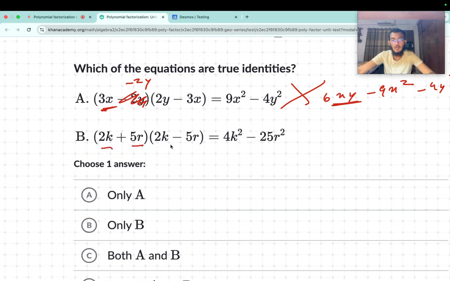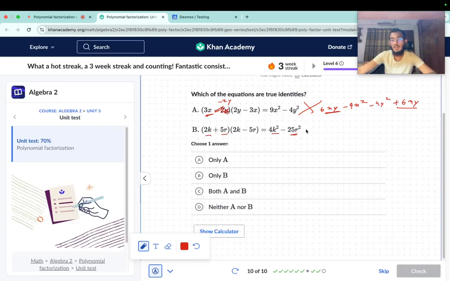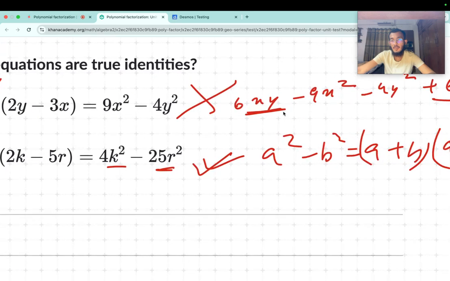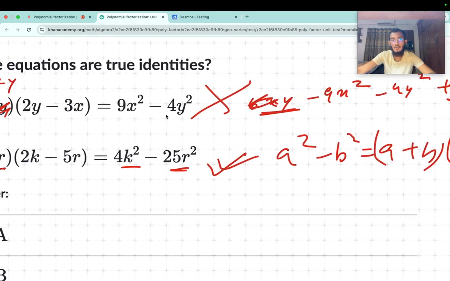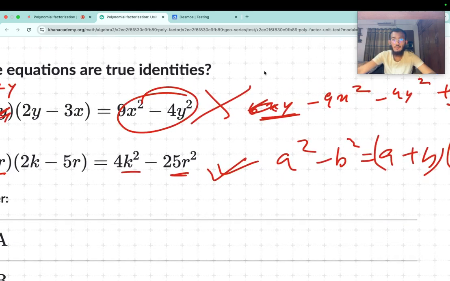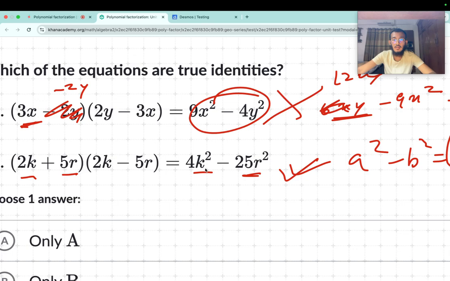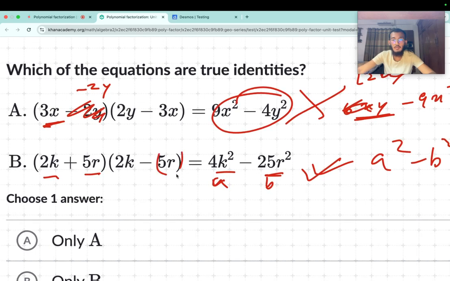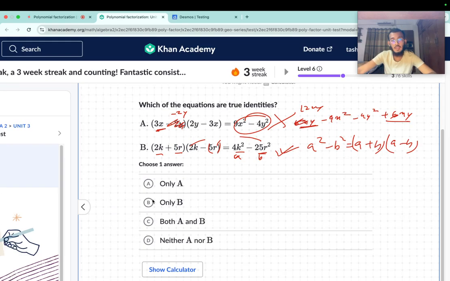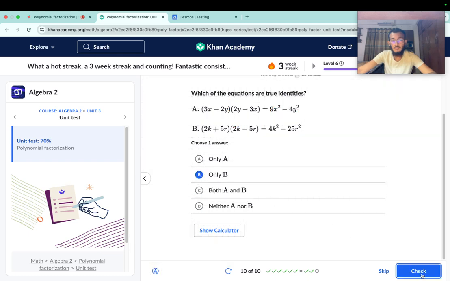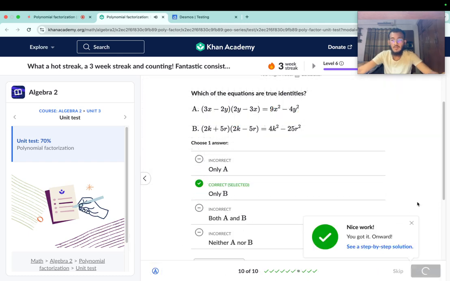A plus b, a minus b, a squared minus b squared, so b only. This is correct because we know the identity a squared minus b squared equals a plus b, a minus b. Here is not correct because 6x plus 6x becomes 12x, and we don't have the term 12xy. And here, this is a, this is b, and the squares of them are correct. So only b. This is the end for our unit.